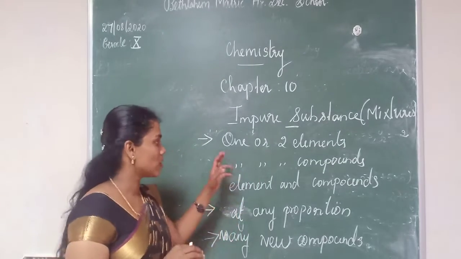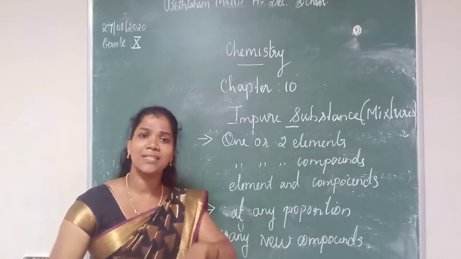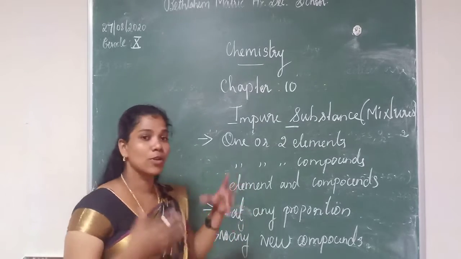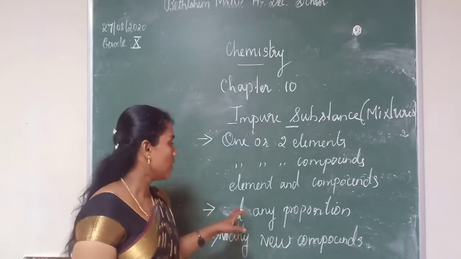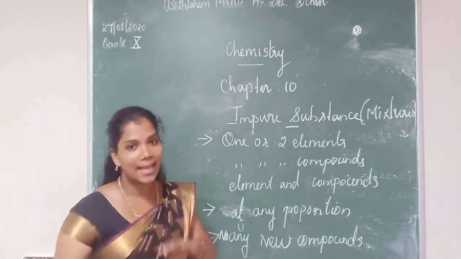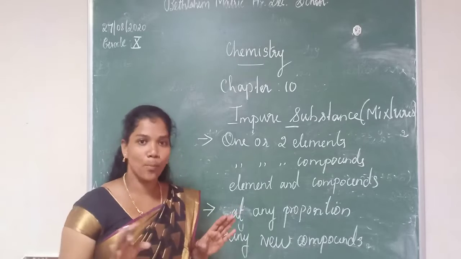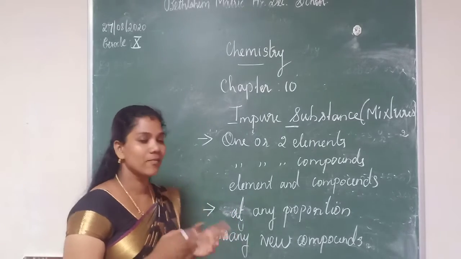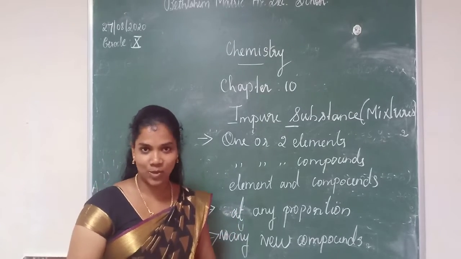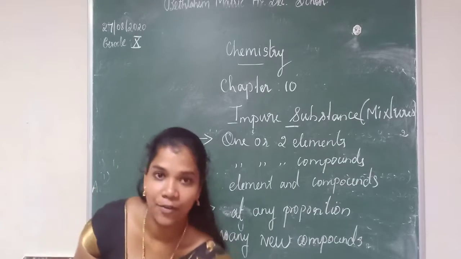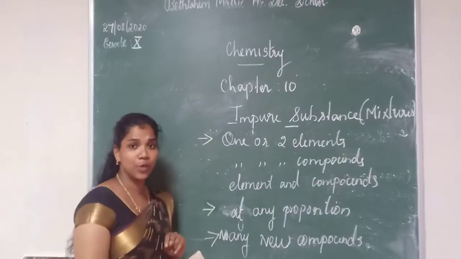Like that only, here also one or two elements combine at any ratio. Like that, one or more compounds we can mix at any ratio. Like that, compounds as well as elements we can combine with each other at any ratio. So there is no proportion for combining, hence no new compounds are produced. Some examples will help us understand impure substance clearly.